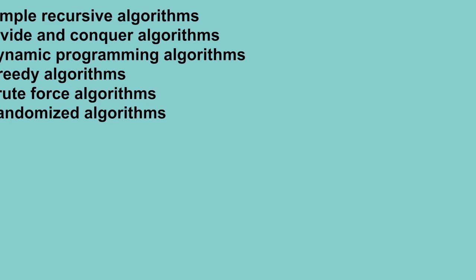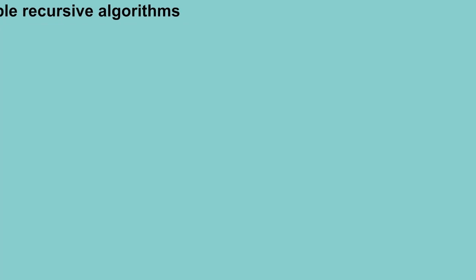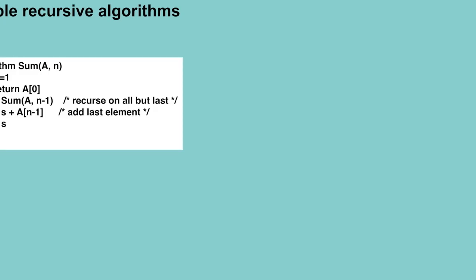The first type is simple recursive algorithms. Such algorithms work in the same way as iterative algorithms. The recursion acts as a loop. If you hear the term recursion for the first time, you can think of this as an algorithm that calls itself recursively. I will explain it in detail in the recursion section.